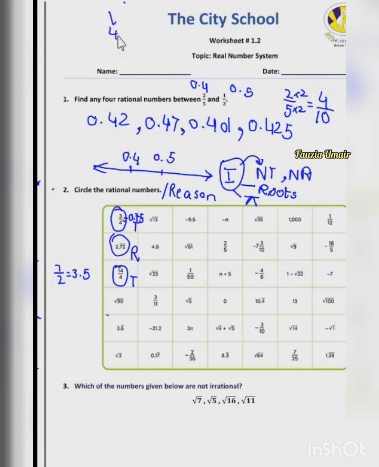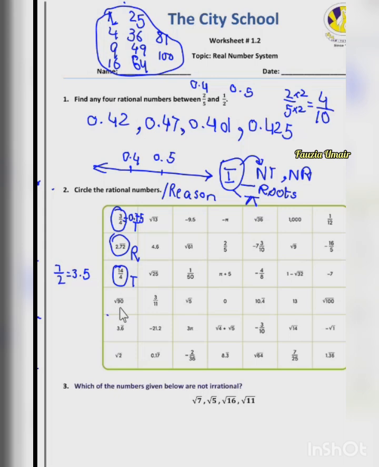Then 4 is a square number. Then 3 square is 9. Then 16. Then 25. Then 36. Then 49. Then 64. Then 9 square is 81. And then 10 square is 100. So these are the 10 numbers which are solvable in the square root. But square root of 90 is not solvable. So it means this is an irrational number.